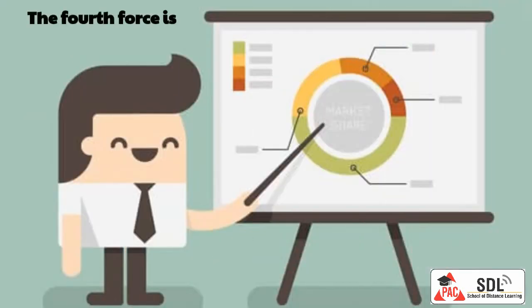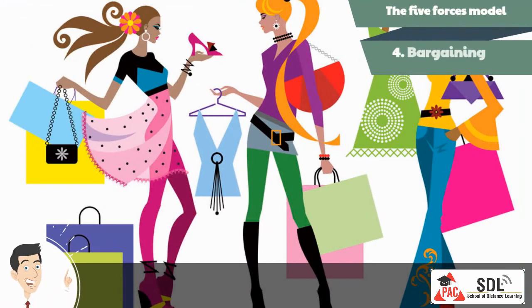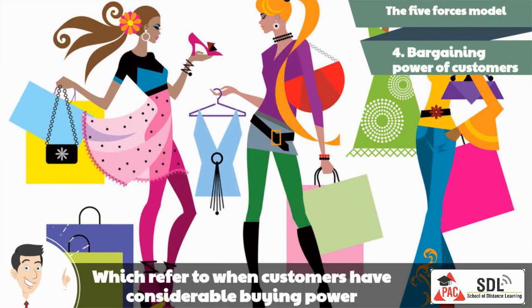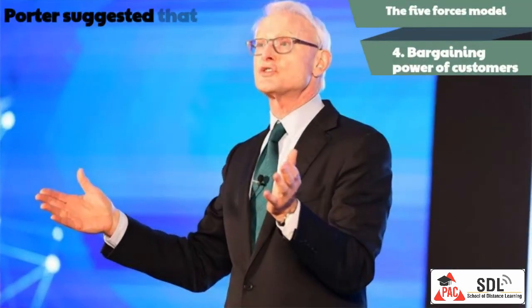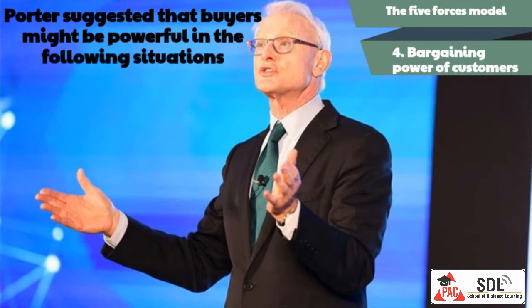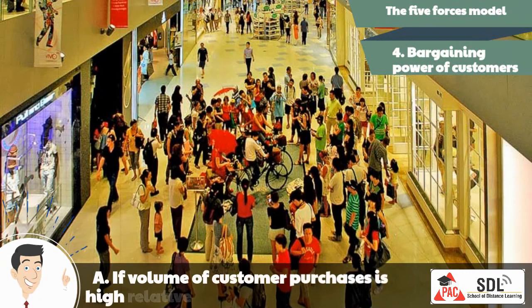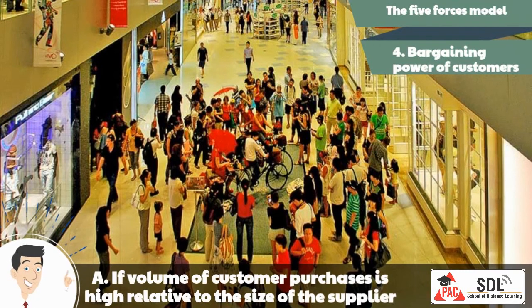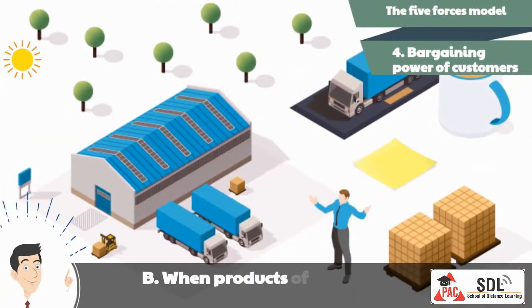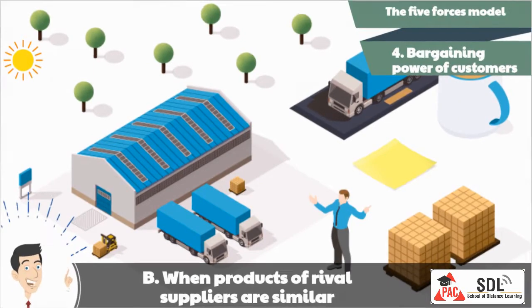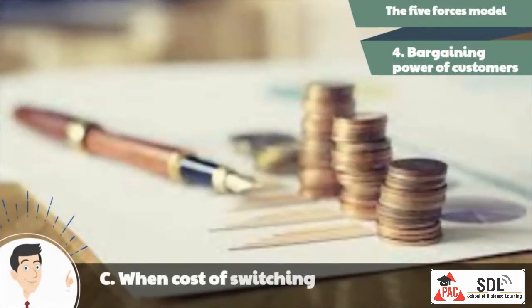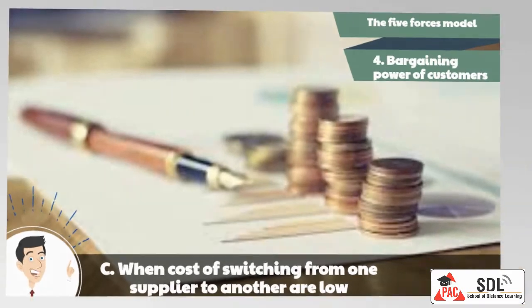The fourth force is bargaining power of customers, which refers to when customers have considerable buying power. Porter suggested that buyers might be powerful in the following situations. If the volume of customer purchases is high relative to the size of the supplier. When products of rival suppliers are similar. When cost of switching from one supplier to another are low.